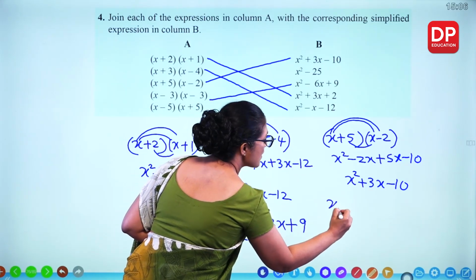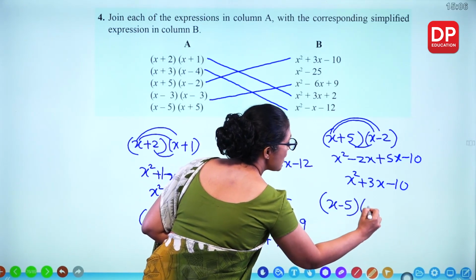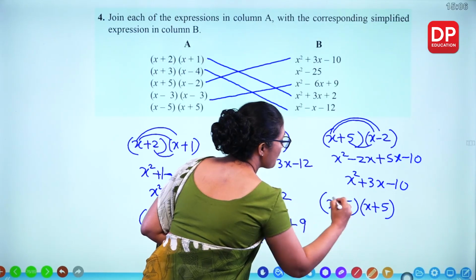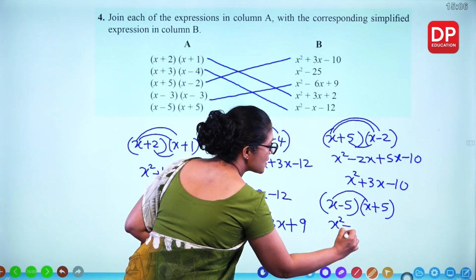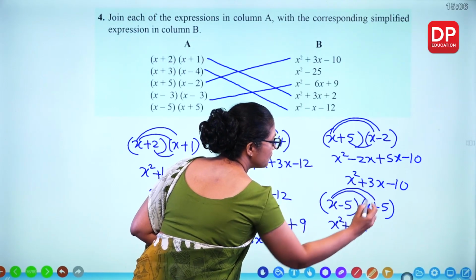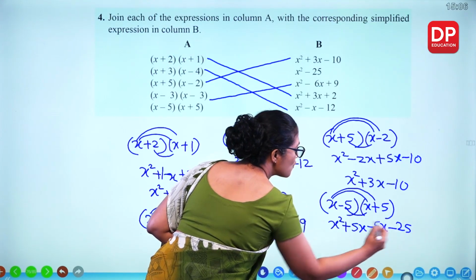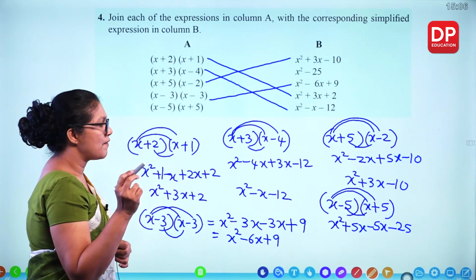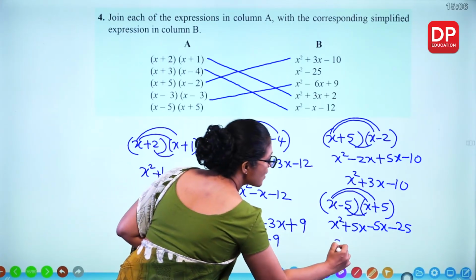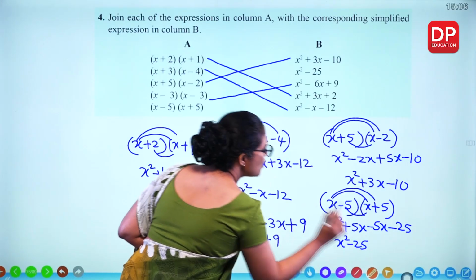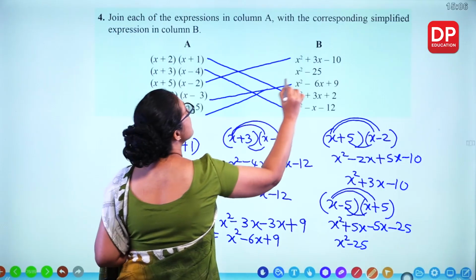We'll check it. x minus 5 and x plus 5. x squared plus 5x minus 5x and minus 25. So plus 5x and minus 5x get cancelled out. You get x squared minus 25. So that's this one.